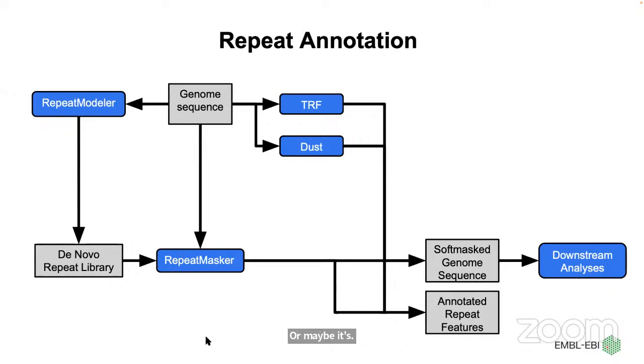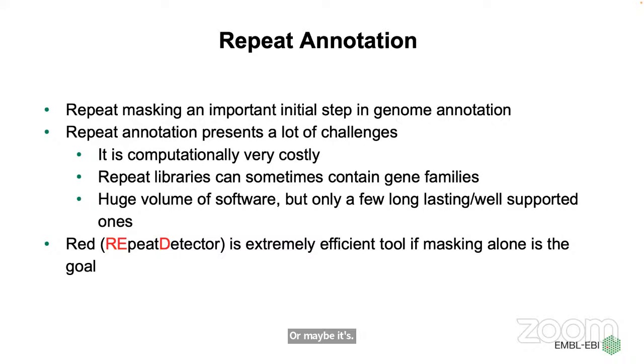I'll just continue. Sorry. So repeat masking, as I said, is an important initial step in genome annotation. Although it presents a lot of challenges because it is computationally very costly. It takes a few days to get the repeat masking and repeat annotation done. The repeat libraries are generated from RepeatModeler, and we don't filter them. So these libraries can sometimes contain gene families which need to be removed.